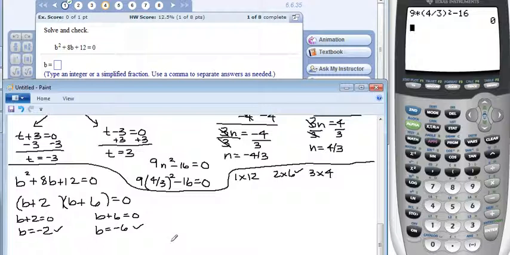Let's just check one by hand, and then I'll check the others with the calculator. Okay? So I'm going to just randomly pick the negative 2. So I'm going to do negative 2 squared. Going back to my original, wherever I see a b, I'm putting a negative 2 in, because that's what you're telling me the answer is.